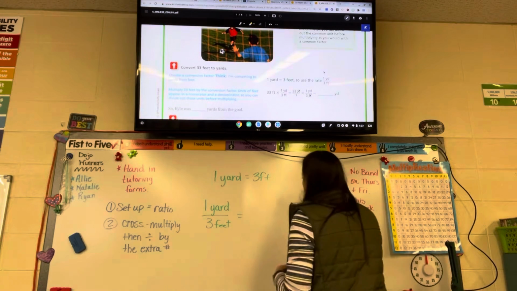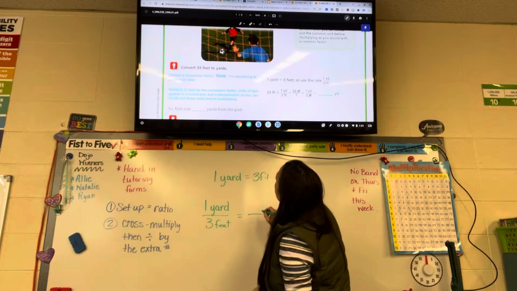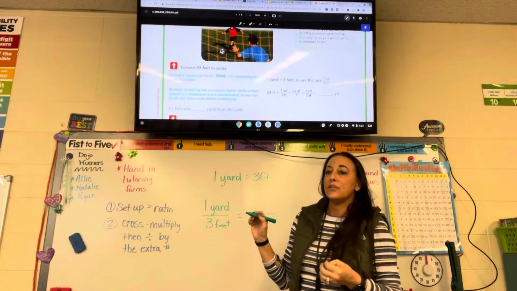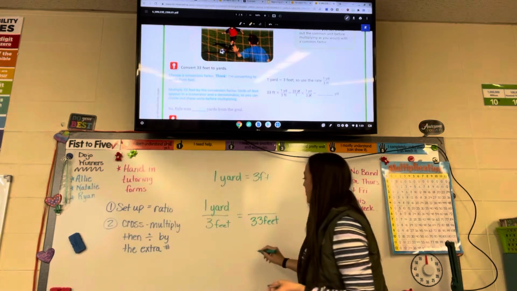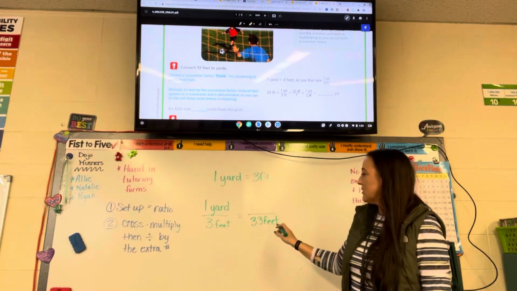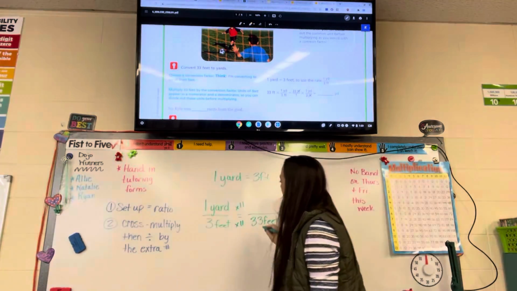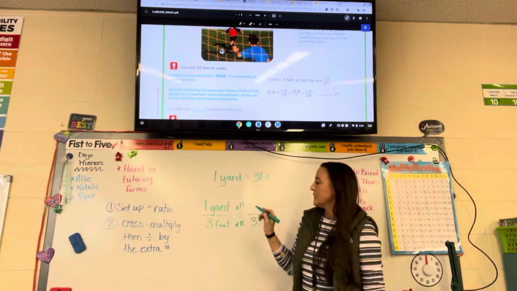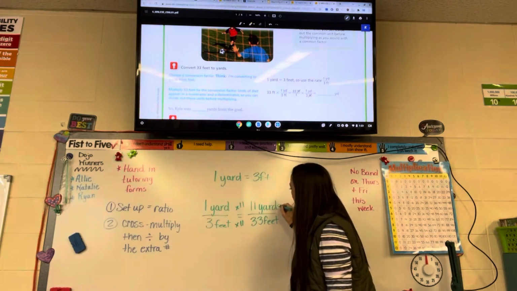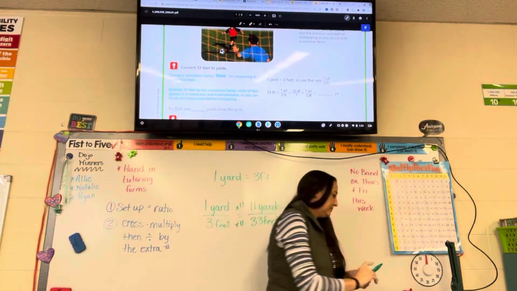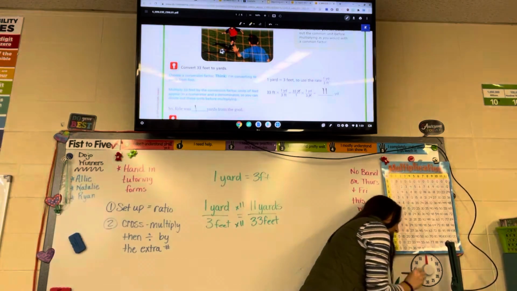Now the number that they've given us is 33 feet. So what do you multiply 3 times to get 33? 11. And if you do it to the bottom, do it to the top. So what is 1 times 11? 11. So that means 33 feet is equivalent to 11 yards. Okay? So let's fill this in. 11 yards.